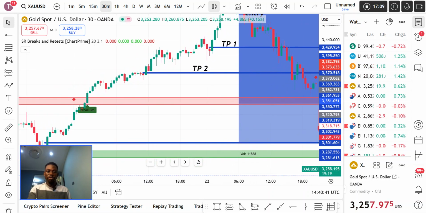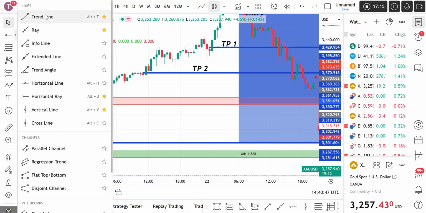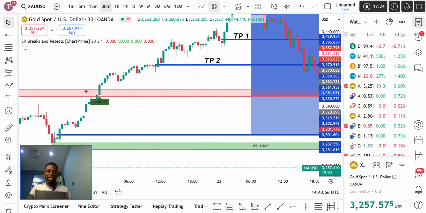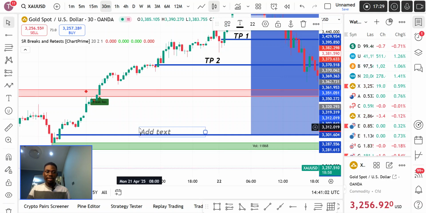Now look, I'm looking for more key zones. I have one here, TP3. So this area can be my TP3. I'll go down. This area is my TP4. And then this one will be my TP5. So let me just add that one. So this one will be my final target. Let me just type final target here. So this is my final target.